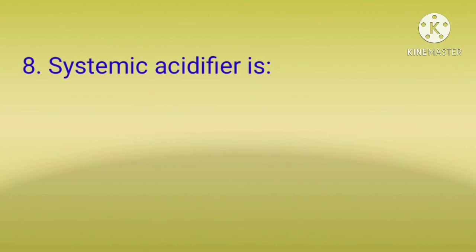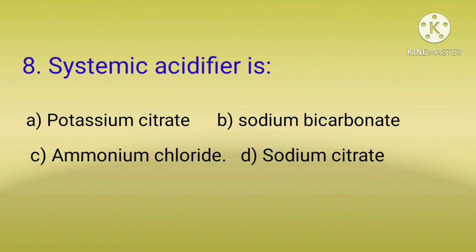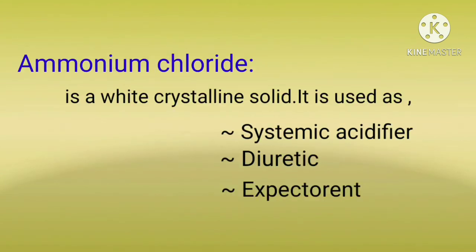Eighth question. Systemic acidifier is? Option A. Potassium citrate, B. Sodium bicarbonate, C. Ammonium chloride, D. Sodium citrate. Answer is option C. Ammonium chloride. Ammonium chloride is a white crystalline solid. It is used as a systemic acidifier and also as a diuretic and in expectorants.